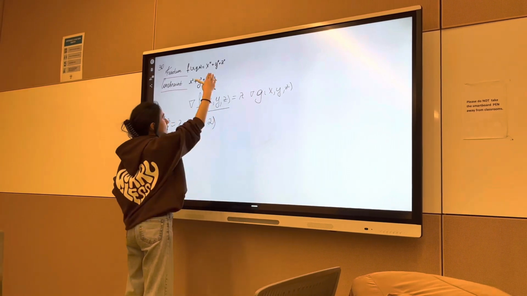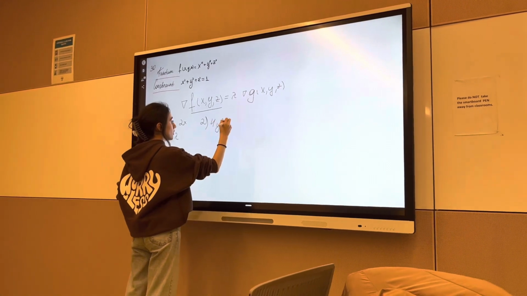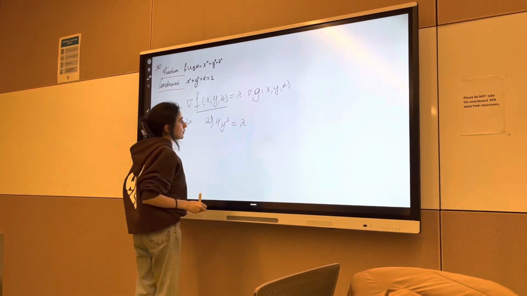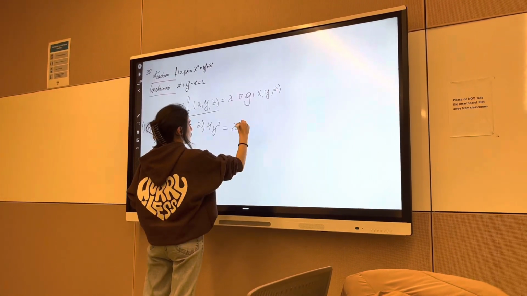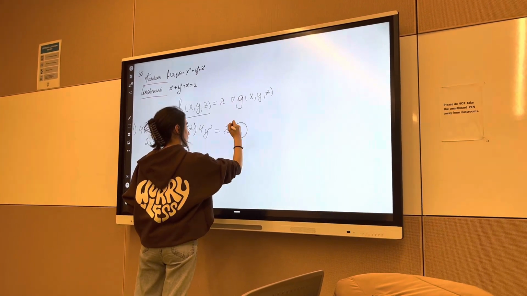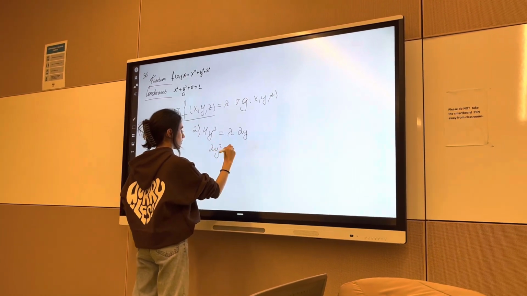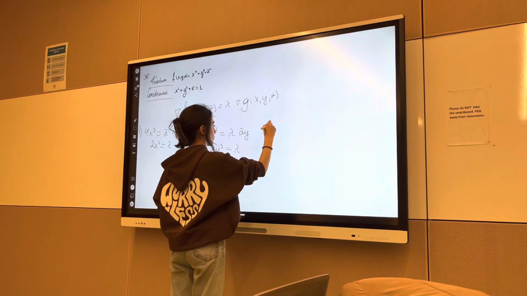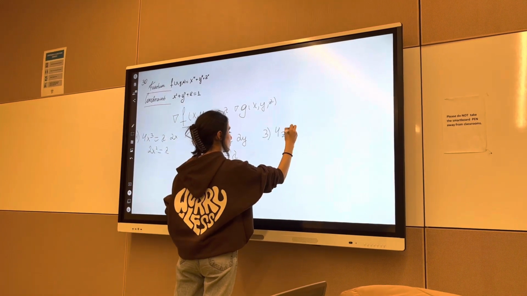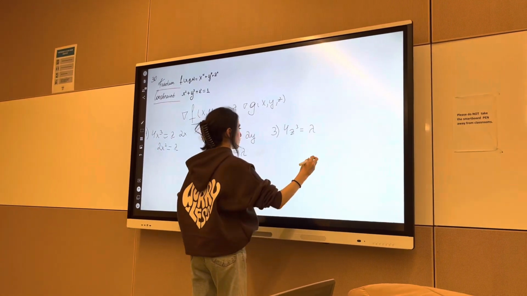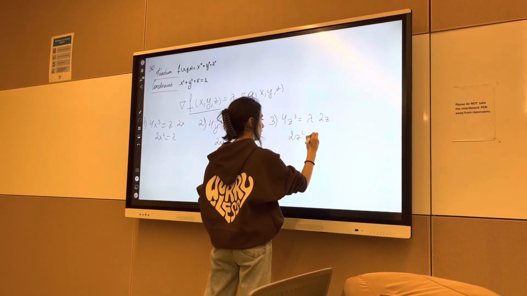Now we're gonna do the same for the y component. Again, same thing, the derivative of y in our function, which is 4y cubed, equal to lambda multiplied by the derivative of the y component in our constraint, which is 2y. Now we have the same answer, and we're gonna do the same for the z component. Again, 4z cubed equal to lambda multiplied by 2z. And now z squared is equal to lambda.